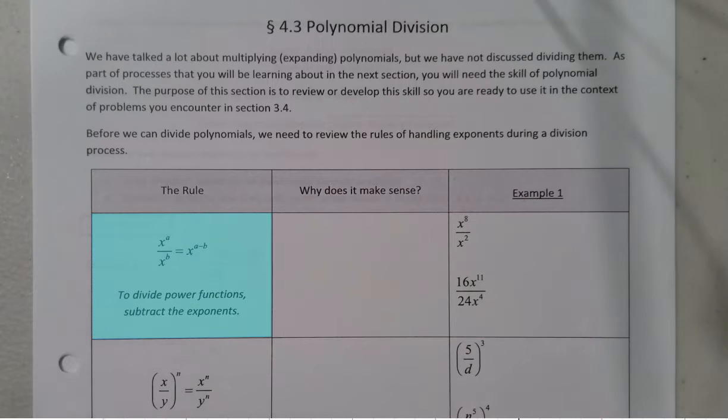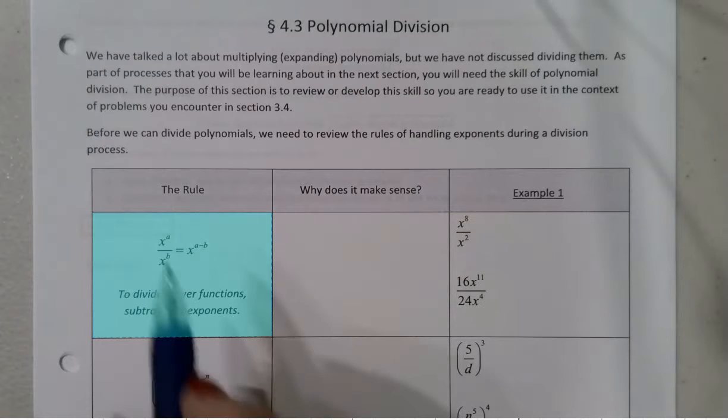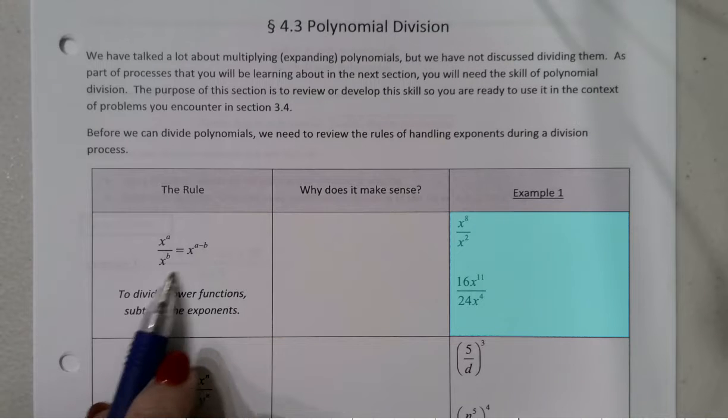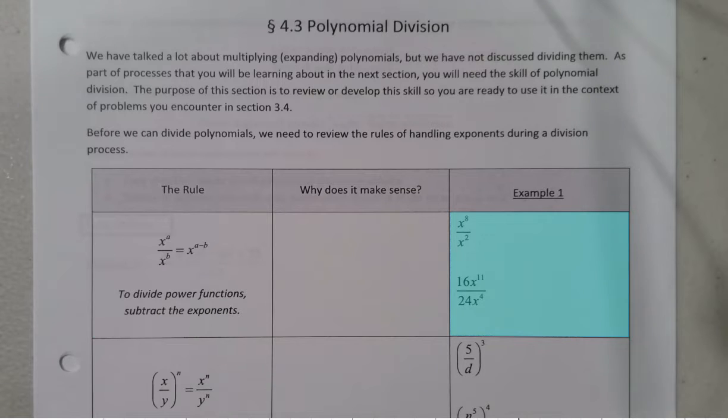And in order to do this, and this is something that we'll be using actually in the next section or two coming up, we need to first of all talk about the division rules for exponents, and then we can expand that into dividing full polynomials. So, if I look at my division rules for exponents, we'll start here with x to the a divided by x to the b equals x to the a minus b, or in other words, to divide our power functions, we just subtract the exponents.